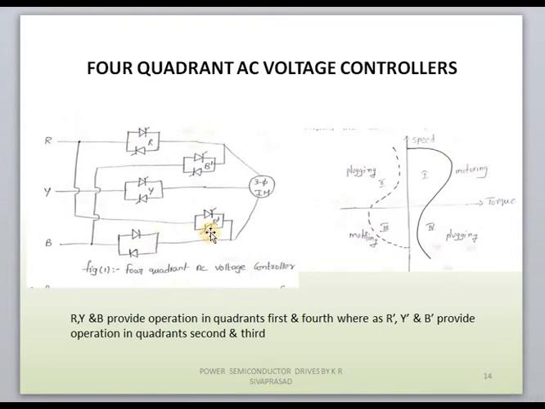If you operate R dash, Y, B dash, then the motor will operate in the second and third quadrant. Second quadrant is nothing but the plugging operation, and third quadrant is nothing but the reverse motoring operation. So forward motoring, reverse motoring. This is 4-quadrant operation: by using stator voltage control, we can operate in 4 quadrants also. That means we can operate at any speed.